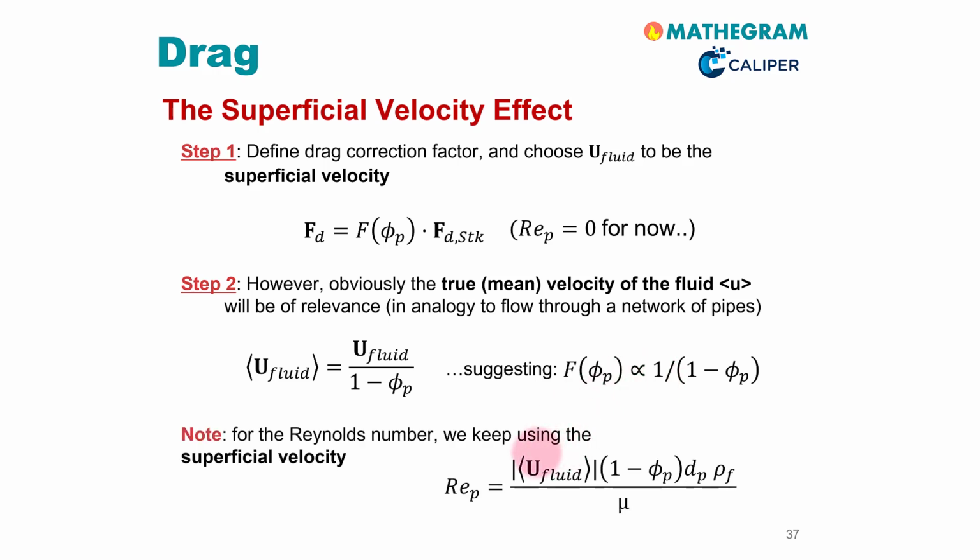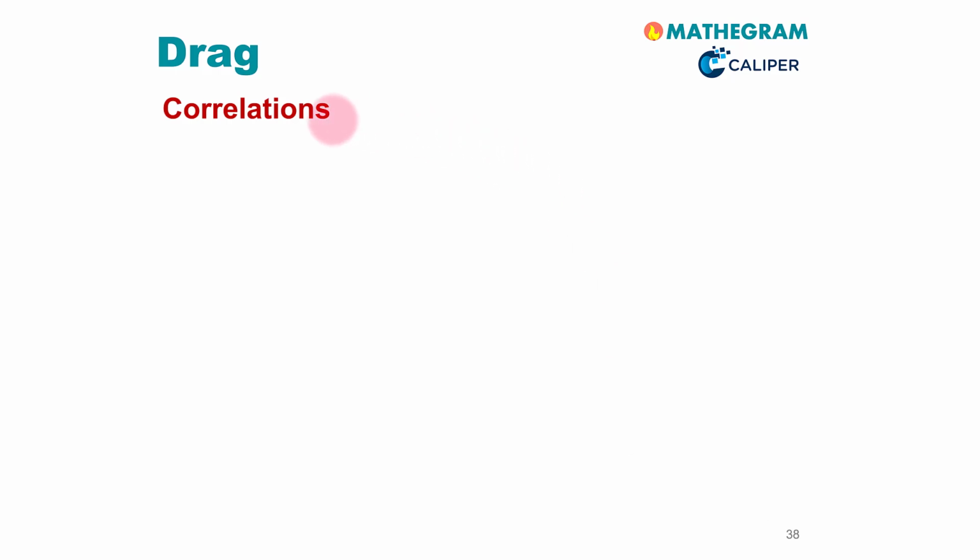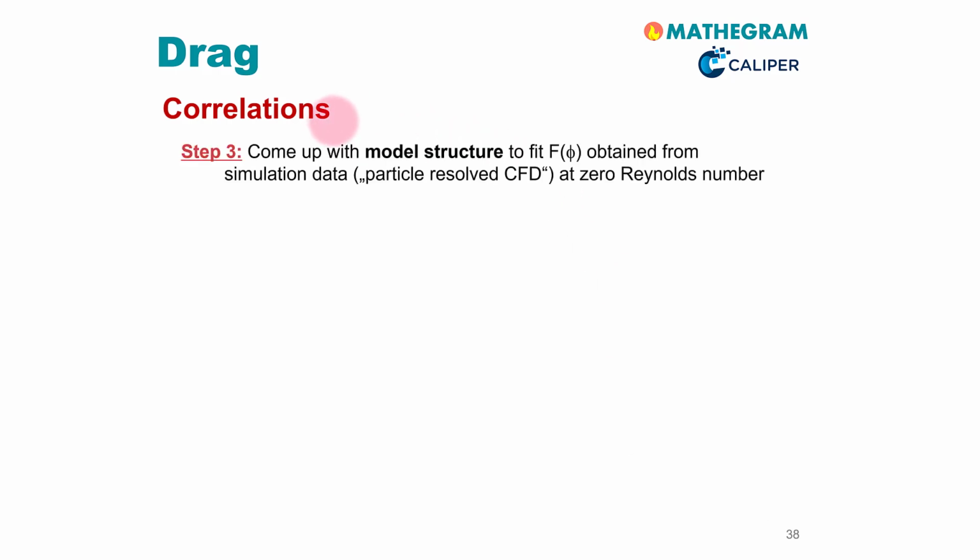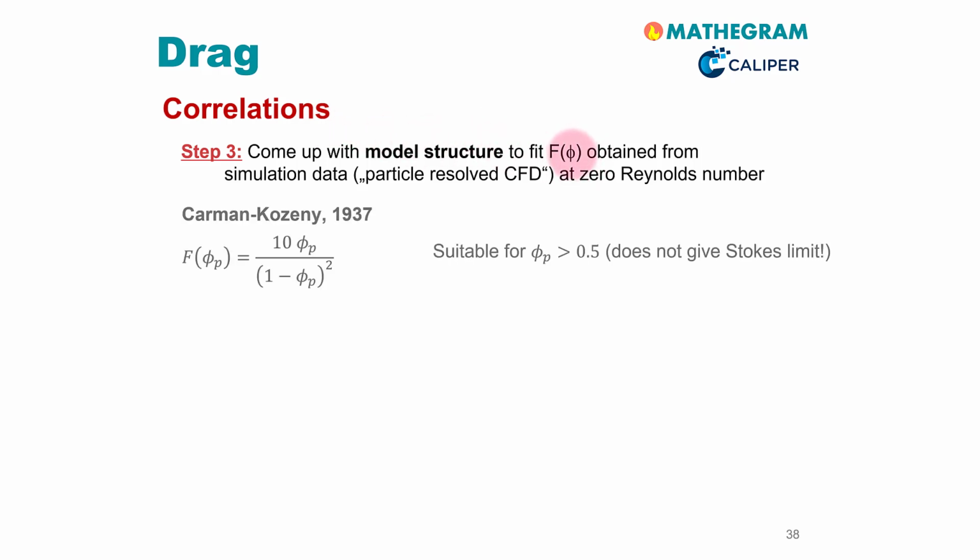Please note that for the Reynolds number, we keep on using the superficial velocity. So this is the superficial velocity. So in the definition of the Reynolds number, you always see this 1 minus phi p. And the reason for this is simply that we would like to keep the superficial velocity in our definition of the Reynolds number. We can now start off thinking of correlations to describe this function f of the particle volume fraction. In order to do that, people have started very early to think about the drag force, and the famous correlation is that of Kármán-Kozeny.